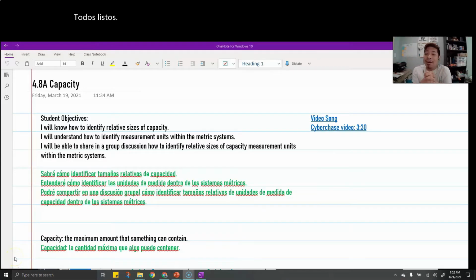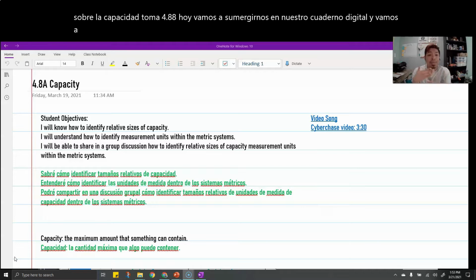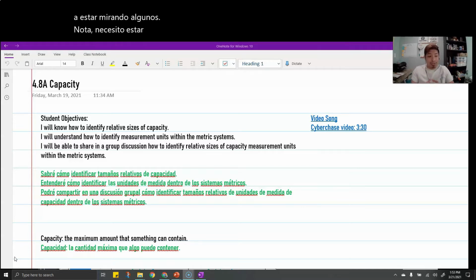Hello everyone and welcome back to our virtual classroom where we are learning about capacity, TEKS 4.8a. Today we're going to be diving into our digital notebook and we're going to be looking at some notes that need to be in your notebook so that way you are ready to get started, okay? I hope that made sense.